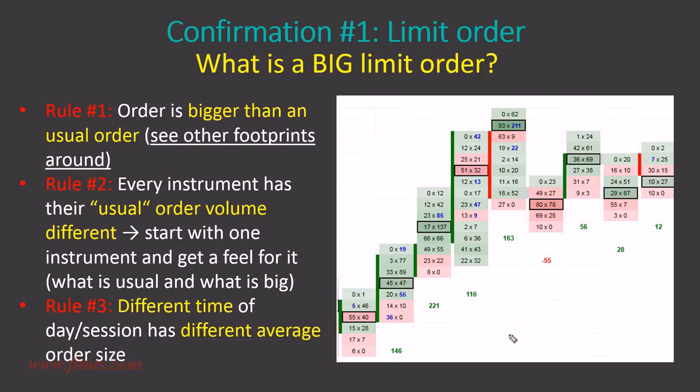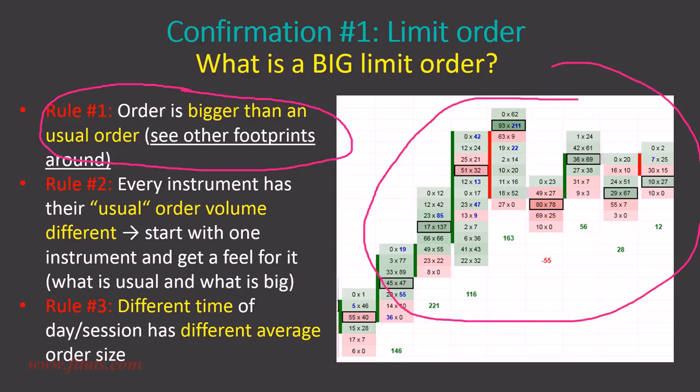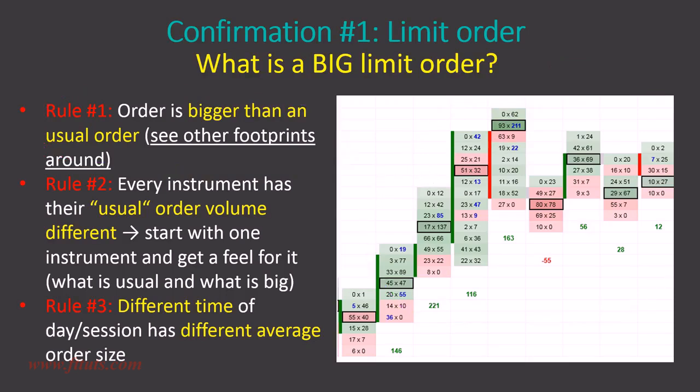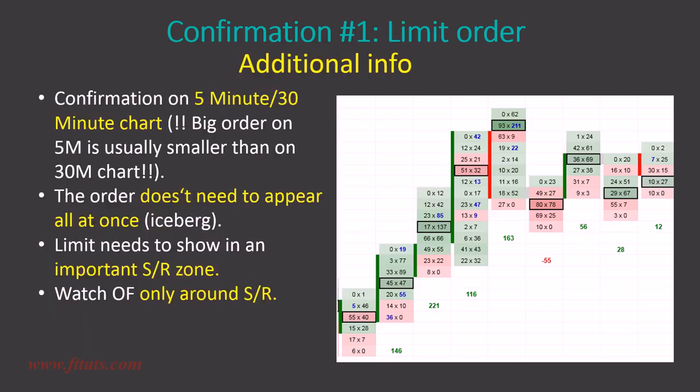Now, if you are starting with this confirmation method and it is completely new to you, then just stick to rule number 1. It will suffice if you just look at a few footprints around and tell whether this number is big compared to the rest. That's how I suggest you start. As you progress and get a feel for it, you can start applying rule number 2 and rule number 3. But it's perfectly okay to start with rule number 1.